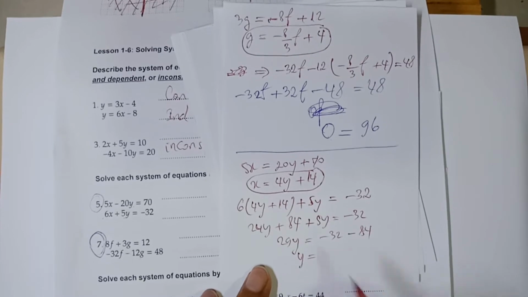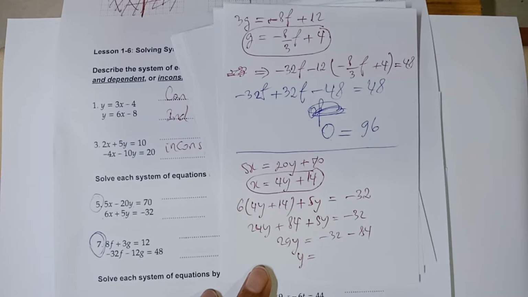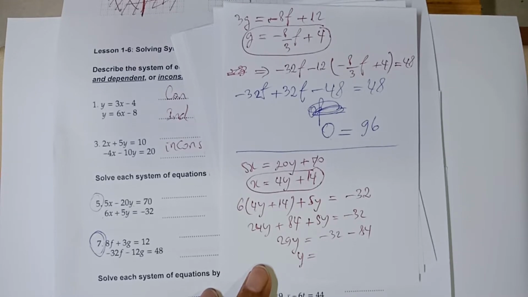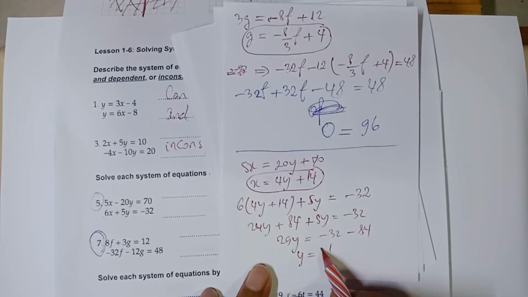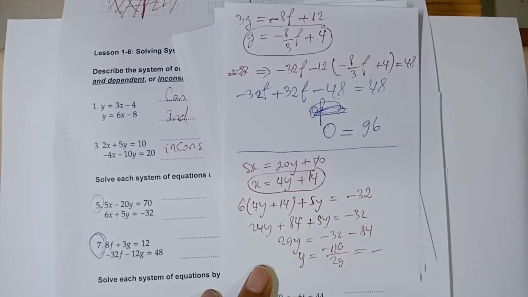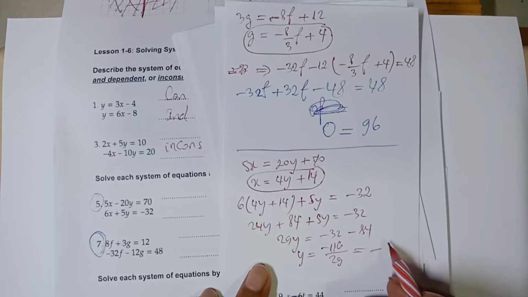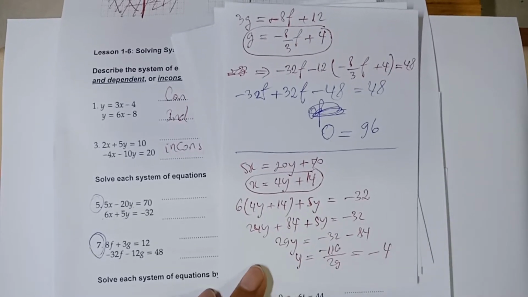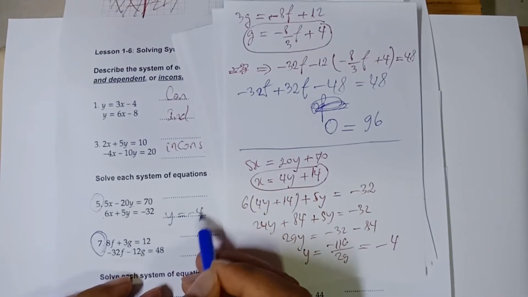So it implies y equal to negative 32 minus 84, and when you get your answer, it's negative 116, and you divide by 29. Negative 116 divided by 29 will give you negative 4. So y equal negative 4. Let me write this part right here: y value negative 4.